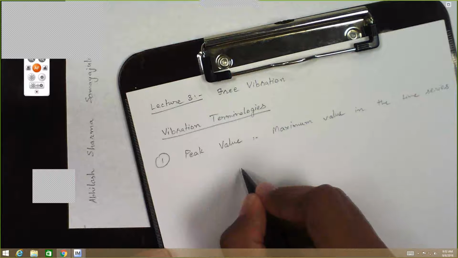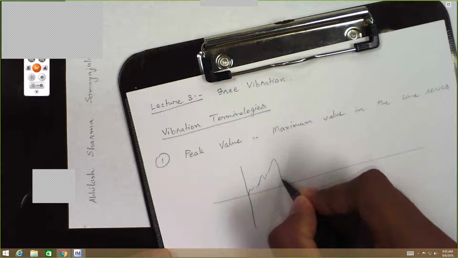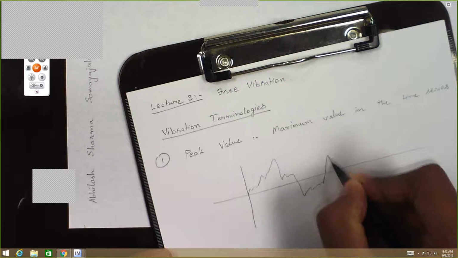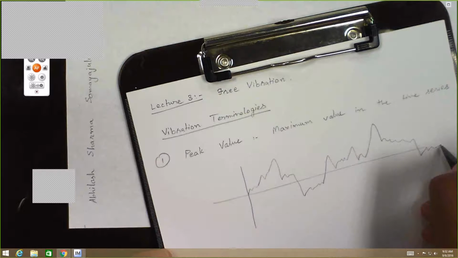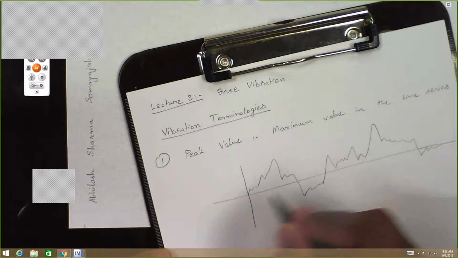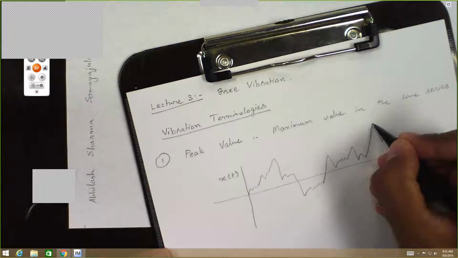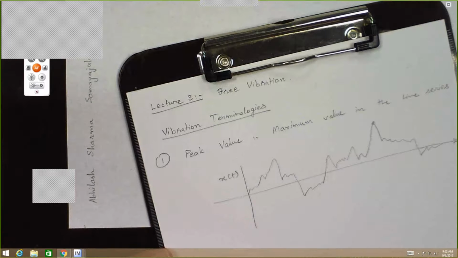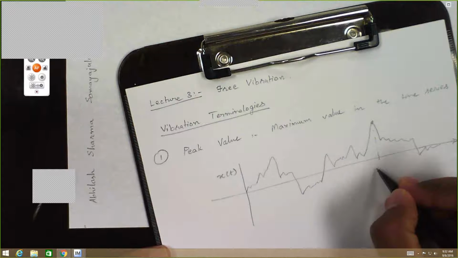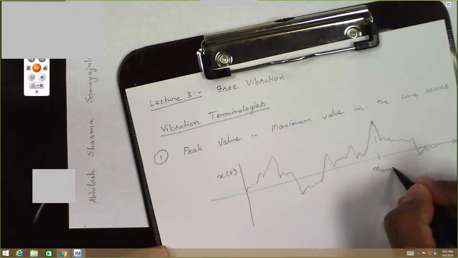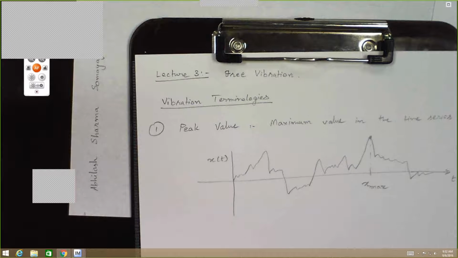So if we have, say, a signal which looks like this. Okay, so I'll say this is our x of t versus t. And then this point here will be our x max. And that is the peak value within the time series.